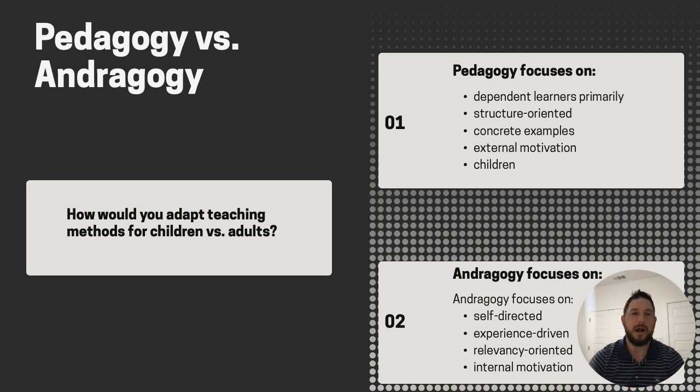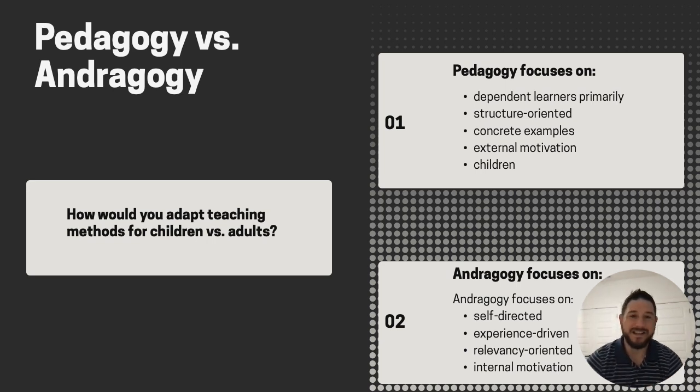So when we're teaching primarily children, we notice, and we need to notice this, they're primarily dependent learners. They're structure oriented. They need concrete, real world examples. They can't think abstractly yet, right? They are motivated more by external means than internal means.